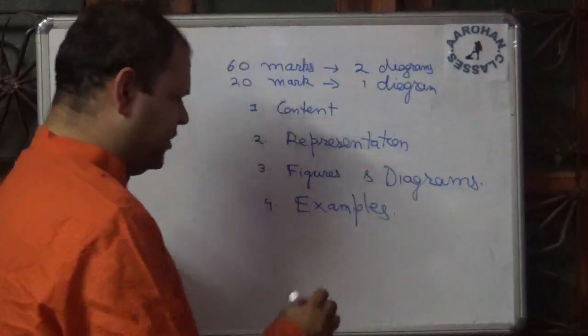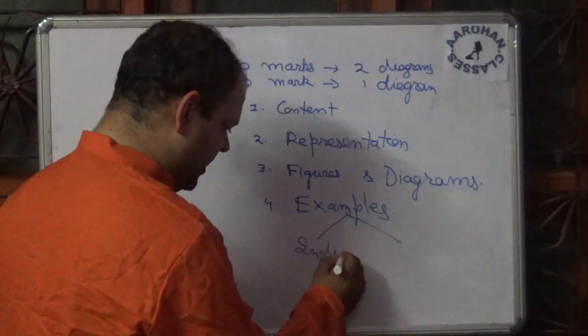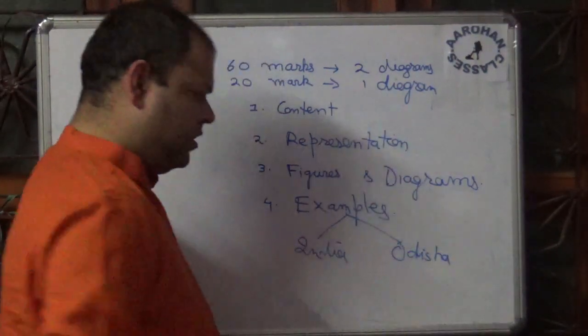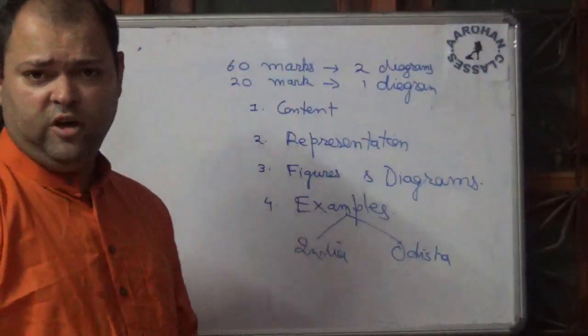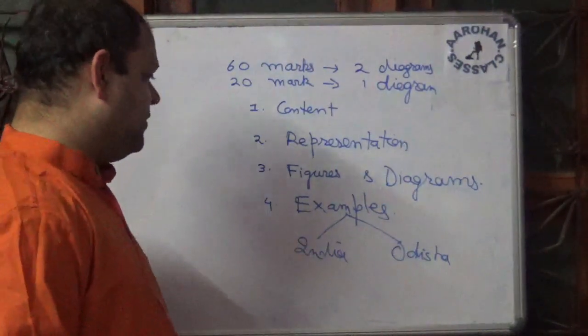Out of these examples, it would be best if we can give 1 example from India and 1 example from Odisha. That is why being abreast of the local current affairs is also very important, for Odisha's current affairs. Understood? So I was talking about diagrams.